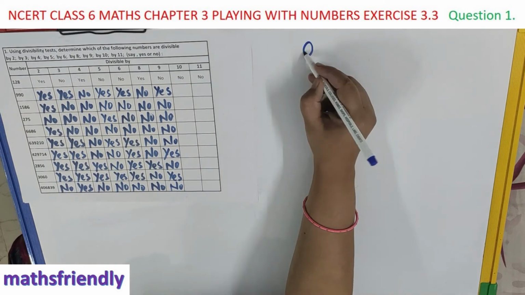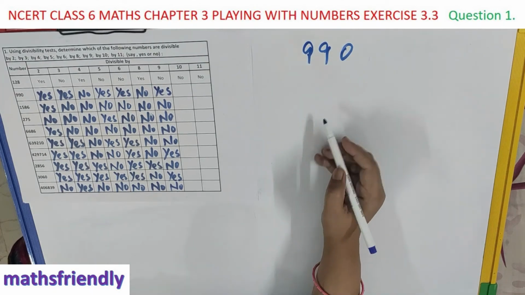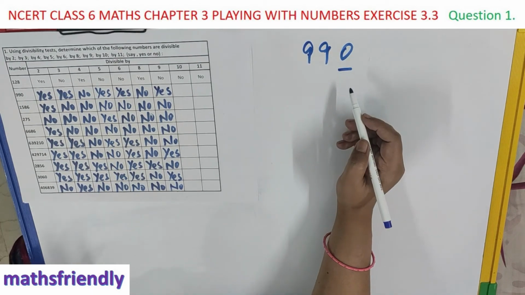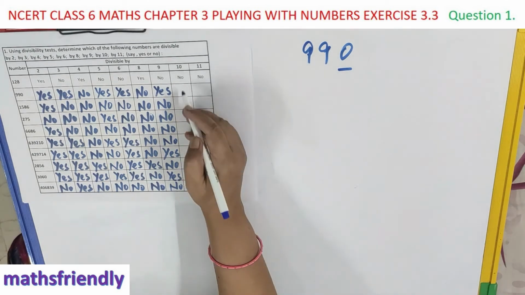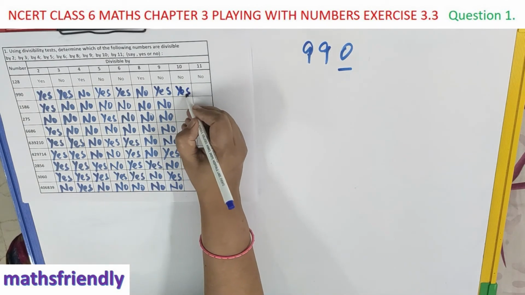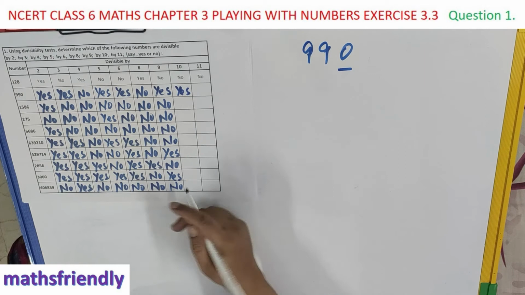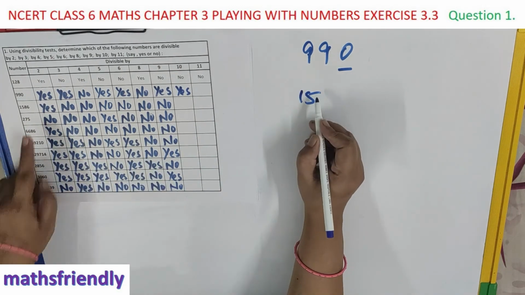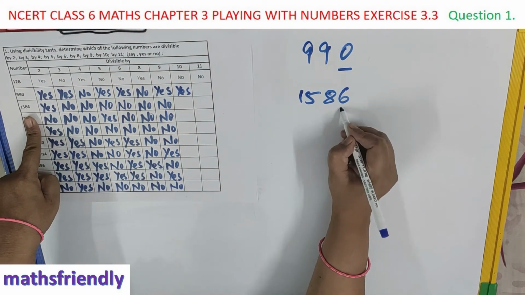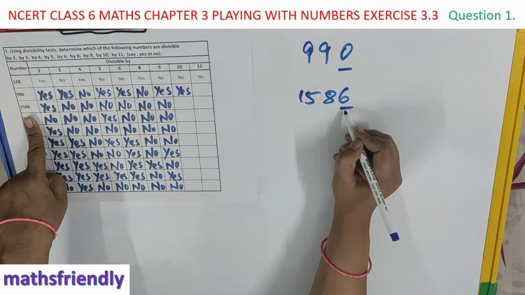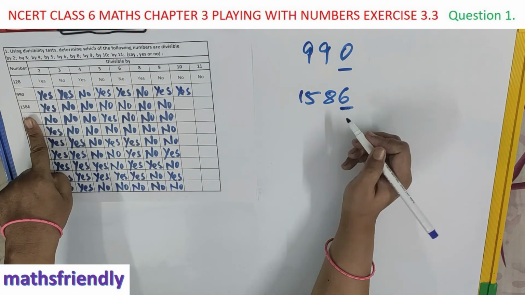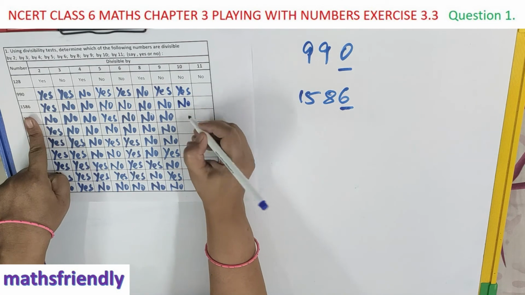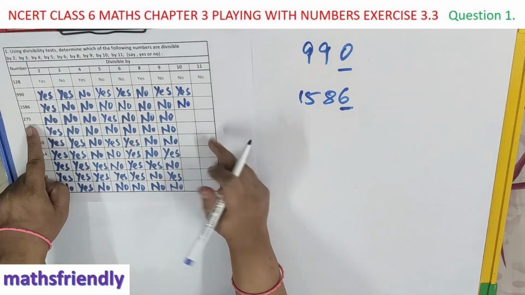Okay, see, the first number is 990. It has 0 in its units place. It means this number is divisible by 10. So we can write yes, this number is divisible by 10. The next number is 1586. This number has 6 in its units place. It does not have 0 in its units place. So this number is not divisible by 10. No, we will write here no.